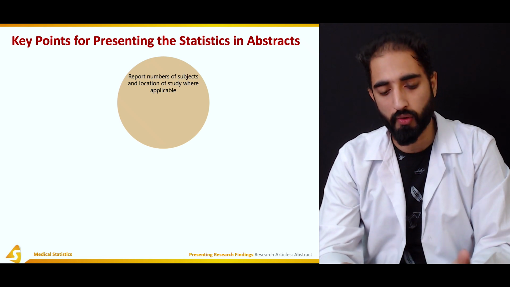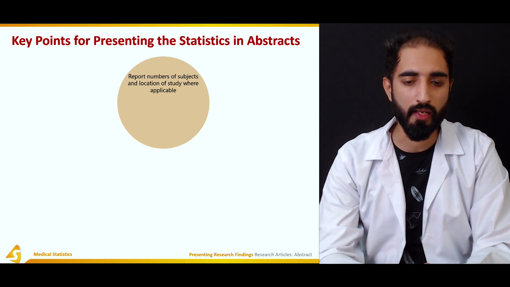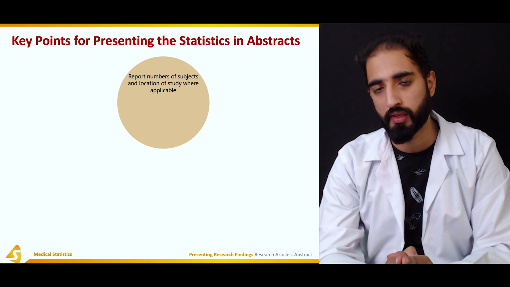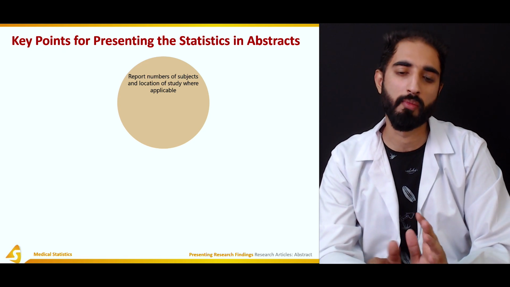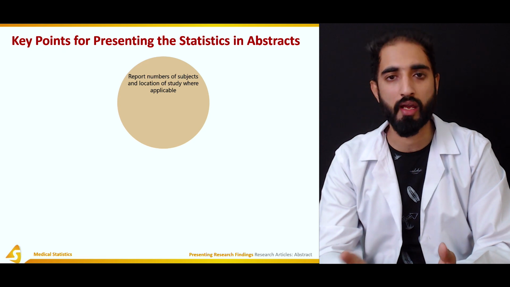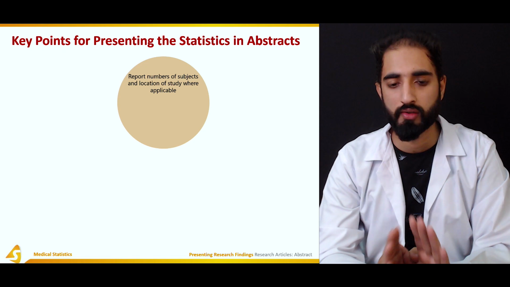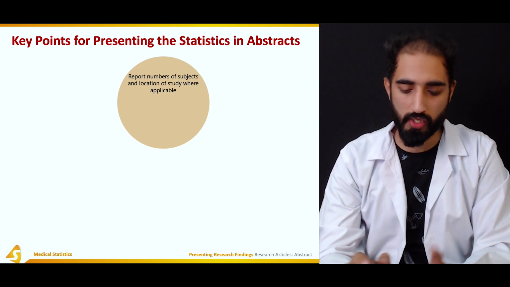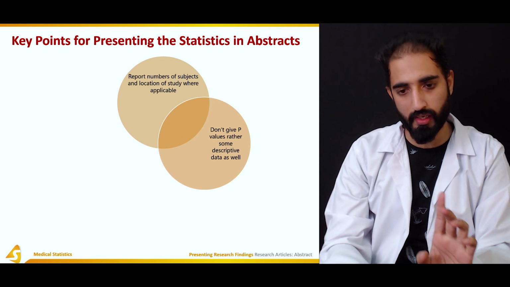So for example, I am conducting a study in hospital A and let's suppose I have included 50 patients. So 50 patients with chronic low back pain were included in the study, and you'll also mention that the study was conducted in hospital A. So this information needs to be there in your abstract. What other information should be there?